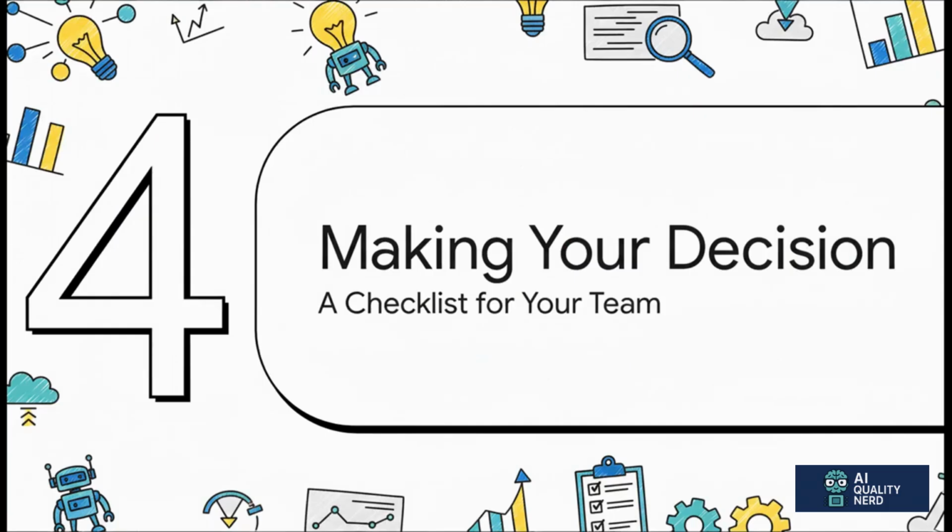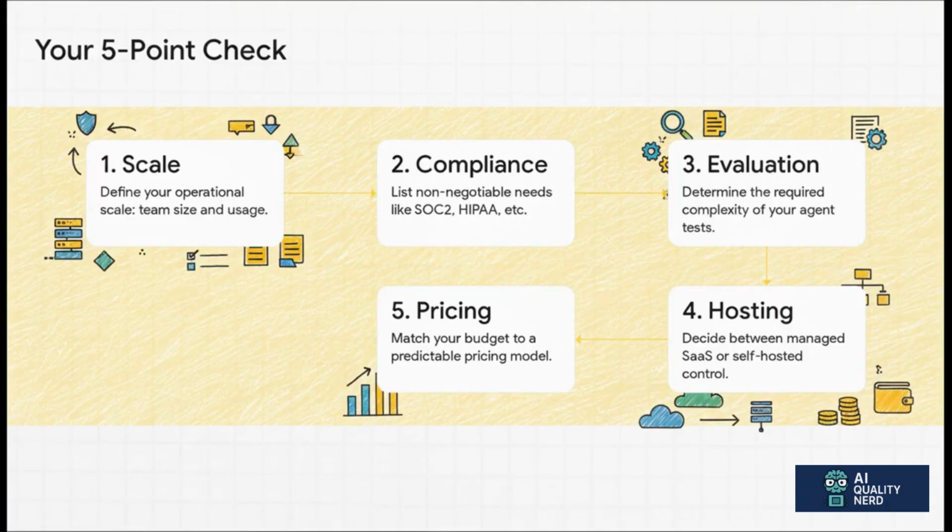Okay, we've seen the comparison. Now let's turn the focus back to you. How do you actually make the right decision for your specific team and your project? Here's a simple 5-point checklist to walk through. First, what's your scale? Are you a small startup or a big enterprise? Second, what are your compliance needs? Are you handling sensitive data like HIPAA? Third, how complex are your agents? Do you need really deep multi-turn evaluations? Fourth, do you want a managed SaaS solution or do you prefer to self-host? And finally, what's your budget and which pricing model really fits your growth plans?